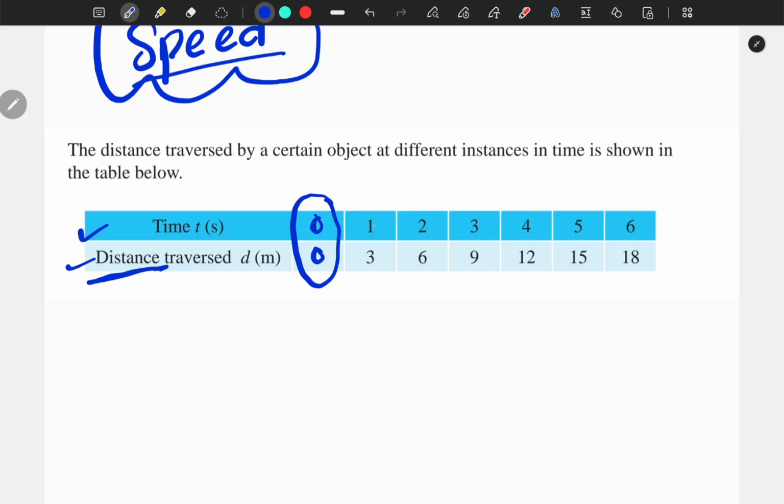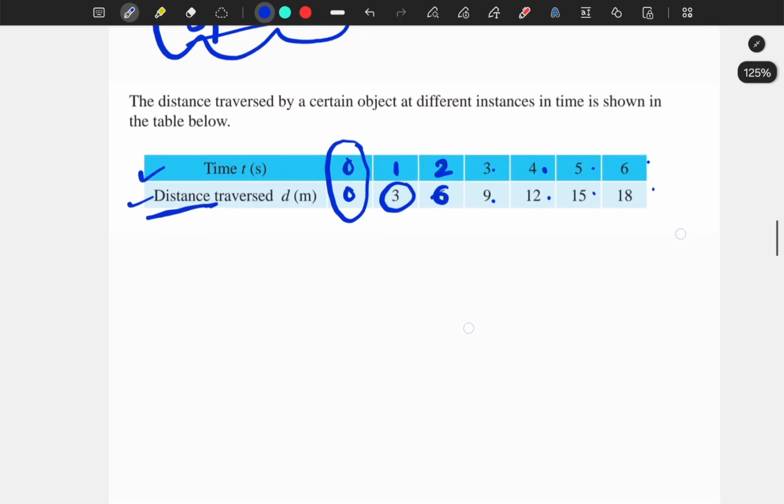After 1 second, when we measure, from the starting point the object has moved 3 meters. After 2 seconds, the object has moved 6 meters. Likewise it is marked in this way: 3 seconds 9, 4 seconds 12, and so on. It is shown like this.